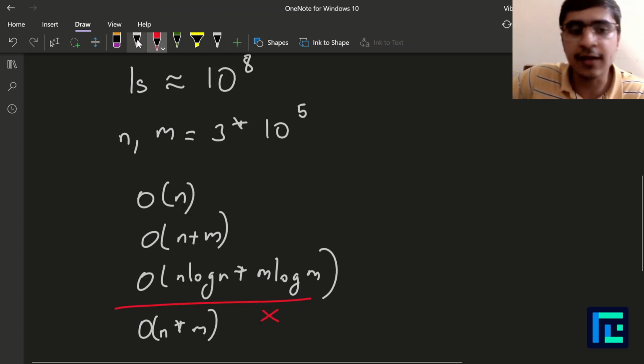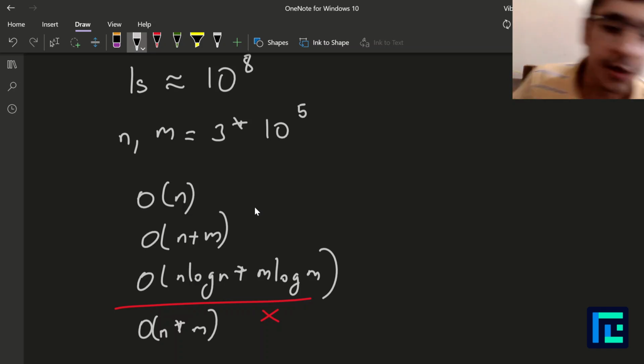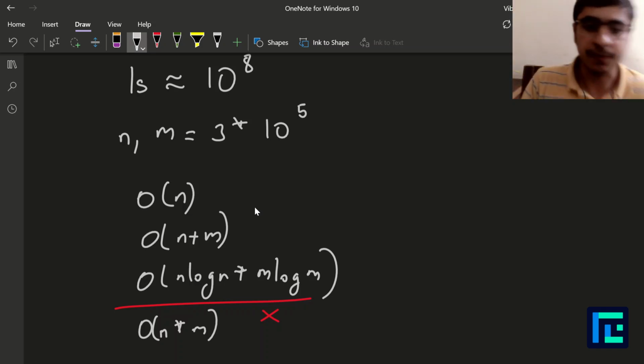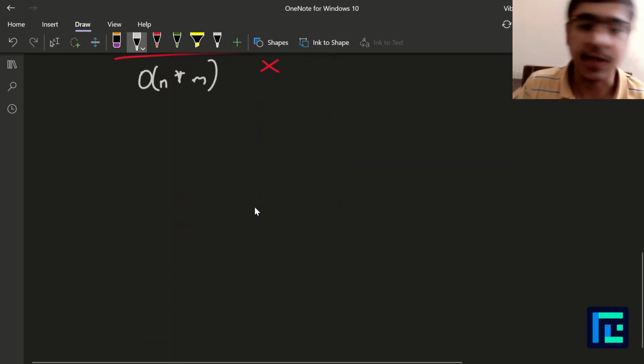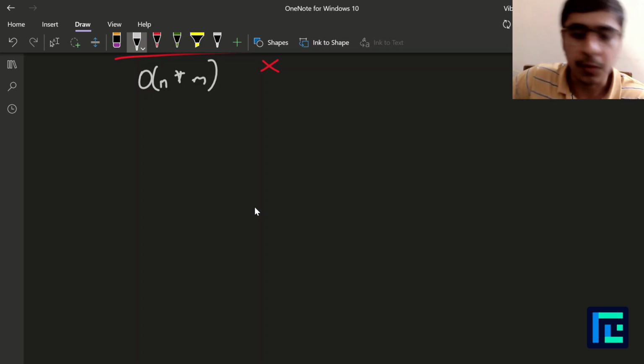So we can draw a line here that anything in the linear or logarithmic forms is fine, but I cannot use n into m or n square or m square. So that's it for the expected time complexity discussion. Now let's try to understand how we can solve the problem.